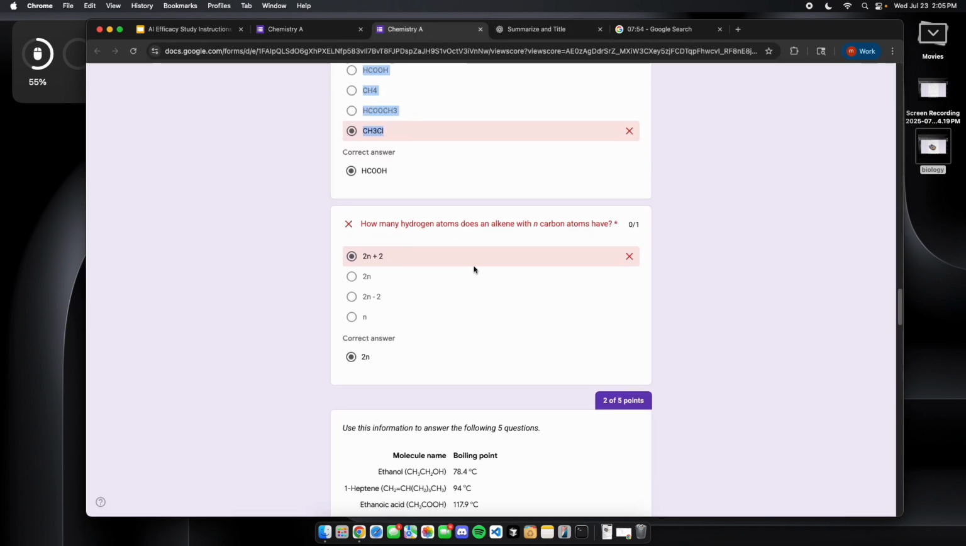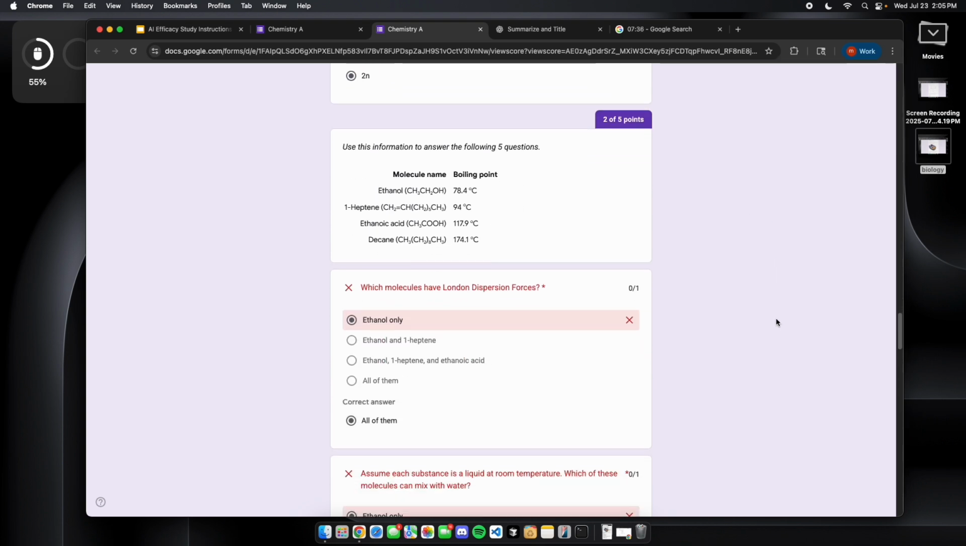How many hydrogen atoms does an alkyne with N carbon atoms have? Let's see. Oh, it was 2N because earlier we had that formula. It was hydrogen to 2N, the carbon to N. Yeah, so 2N.